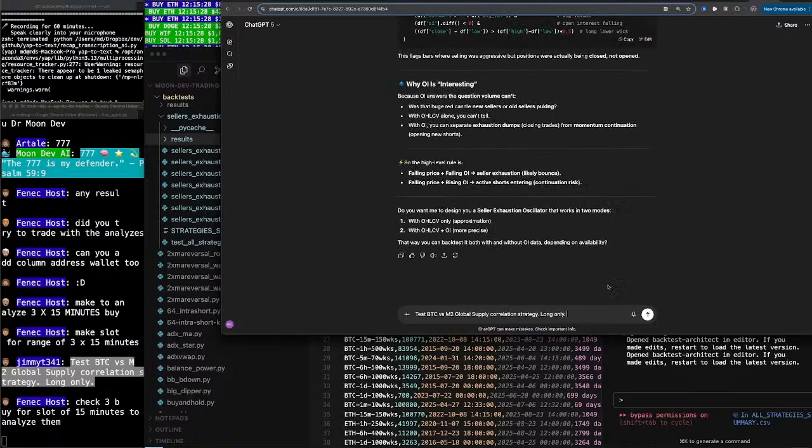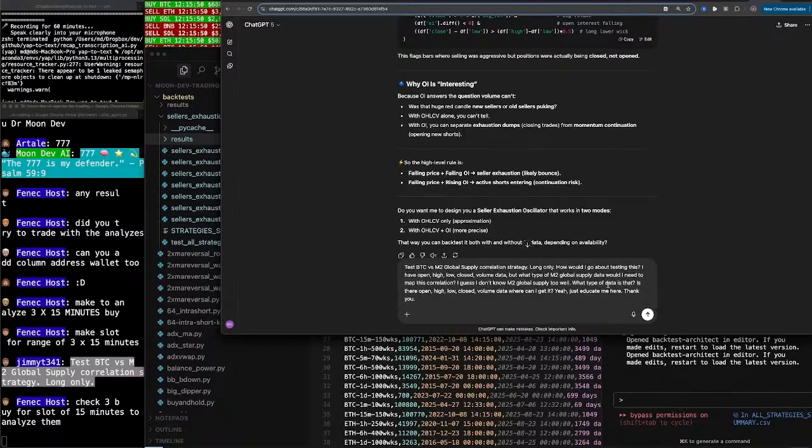How would I go about testing this? I have open, high, low, close, volume data, but what type of M2 global supply data would I need in order to map this correlation? I guess I don't know M2 global supply too well. What type of data is that? Is there open, high, low, close, volume data? Where can I get it? But yeah, just educate me here.